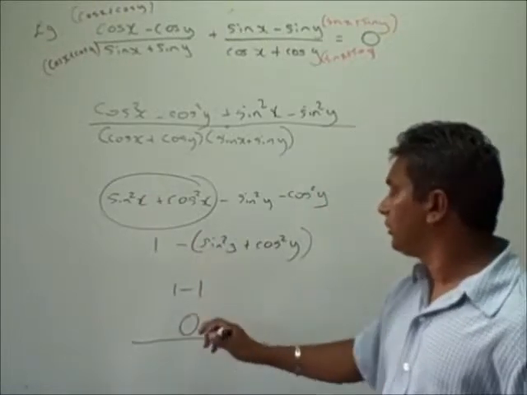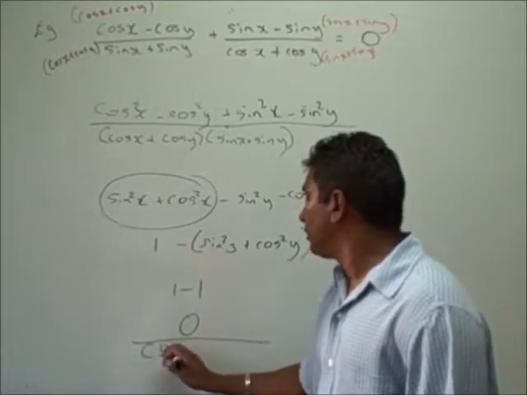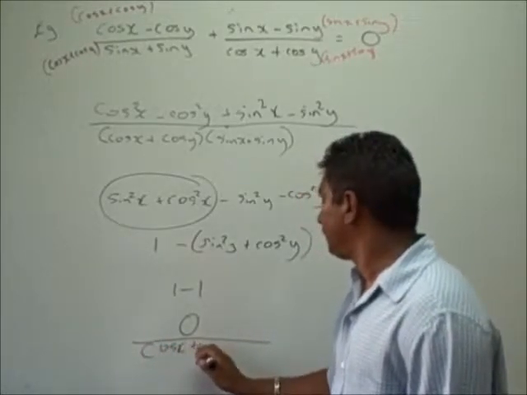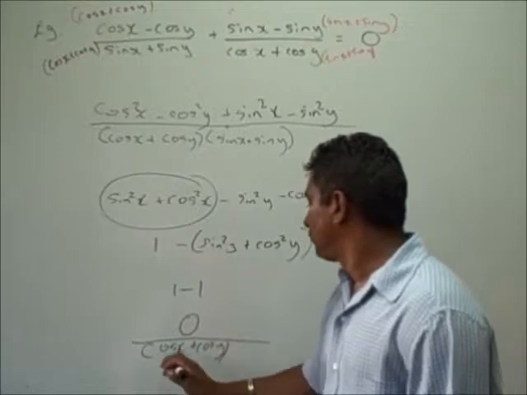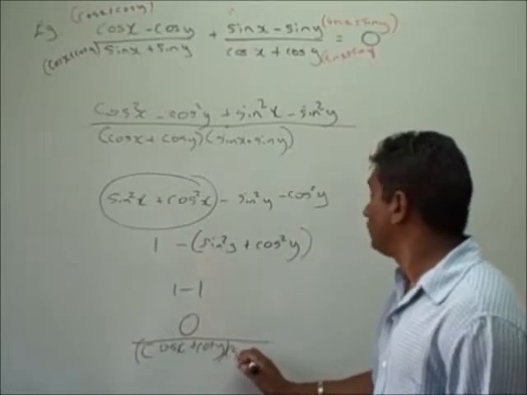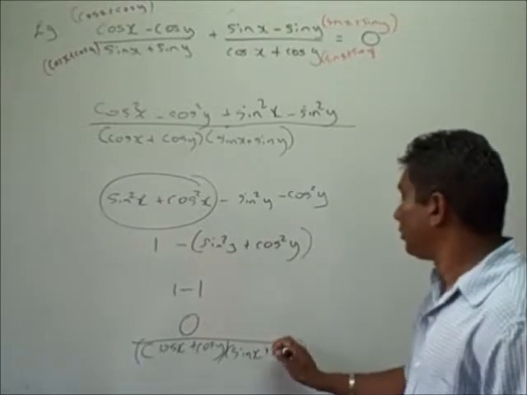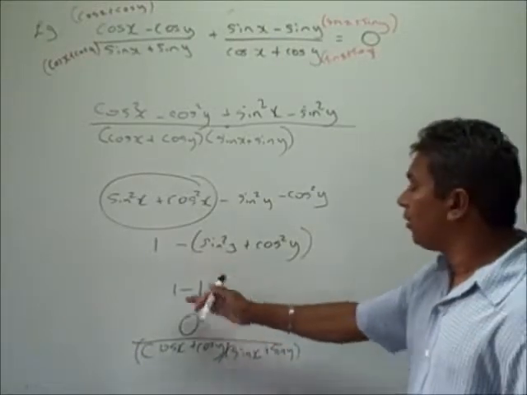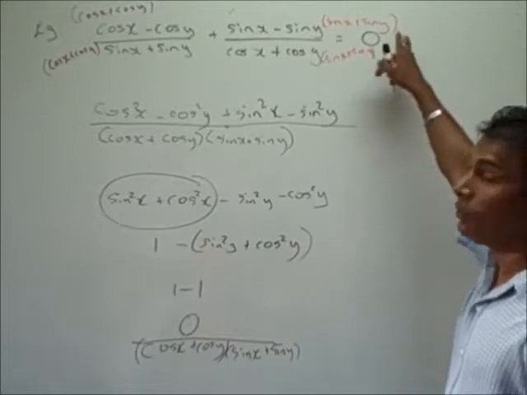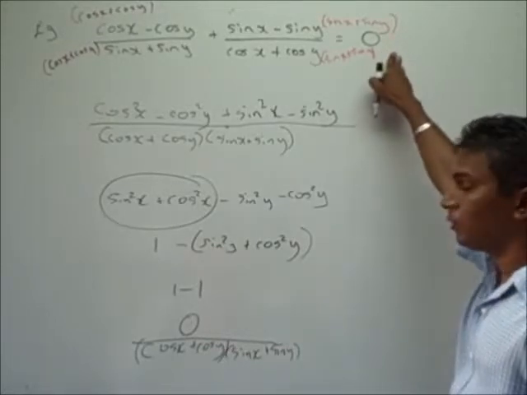Since our numerator is 0, it's irrelevant what our denominator is. But here, let's write sine x plus sine y. But since our numerator is equal to 0, all this becomes 0. So we have proved that our left side is equal to our right side.